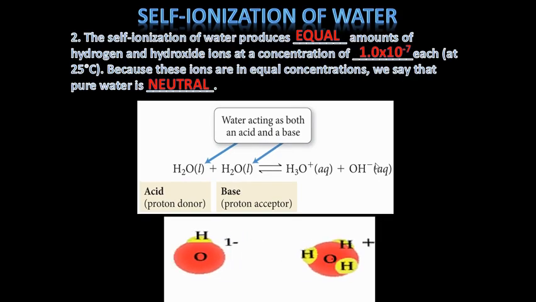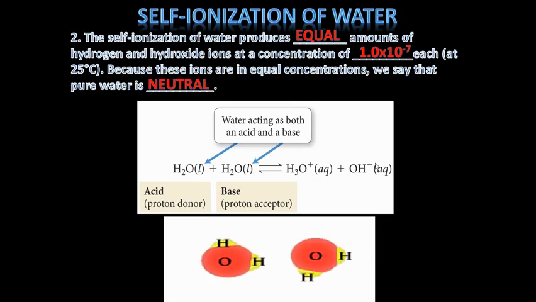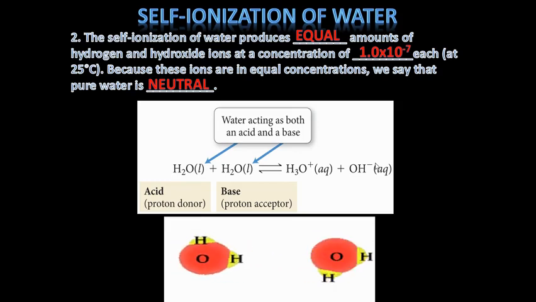Important to note, the self-ionization of water produces equal amounts of hydronium and hydroxide ions, and those are at concentrations of 1 × 10⁻⁷ molar each. Because these ions are at equal concentration, we say that pure water is neutral. Equal amounts of hydronium and hydroxide in a solution means the solution is neutral.